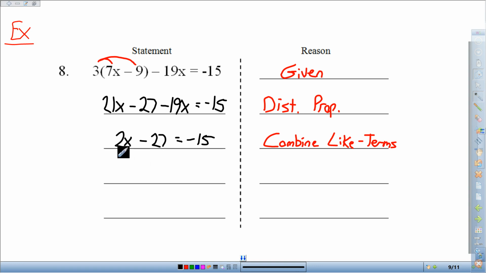And from here, I'll let you guys finish this one, solving for x, get rid of this minus 27. So go ahead and finish up number 8 here. The rest of the problems on this are the assignment for the day. So try them out. If you have any questions, let me know. All right, I'll see you.